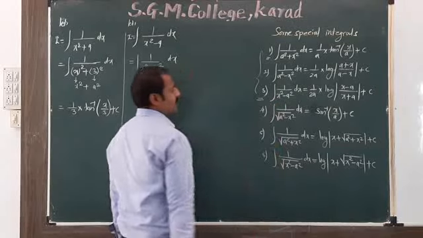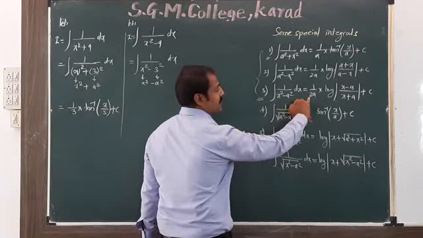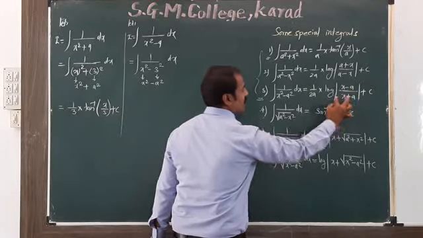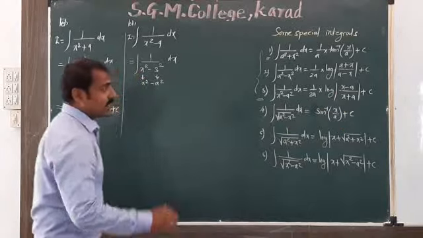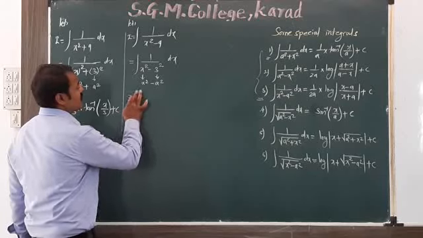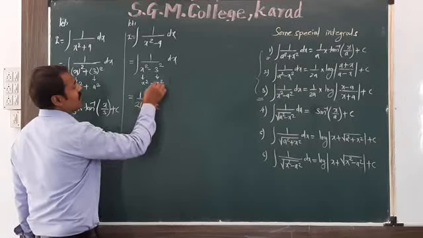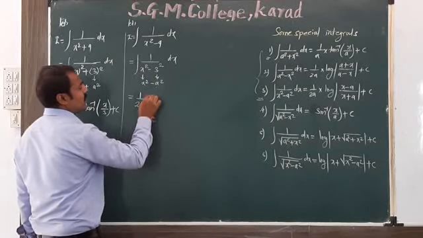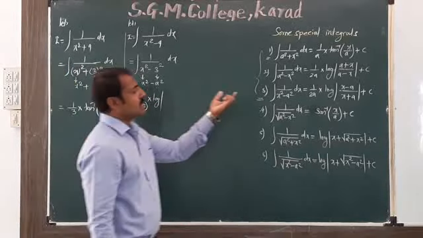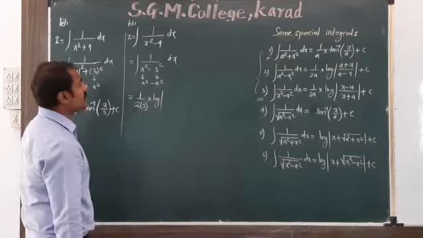Here is that formula. If the first term is a variable square, then the formula is 1 upon 2a into log of mod of x minus a divided by x plus a. Write the negative factor in the numerator and the positive factor in the denominator. Here the value of a is 3, so 1 upon 2 into 3 into log of mod of the factors. The factors of x square minus 3 square are x minus 3 and x plus 3.